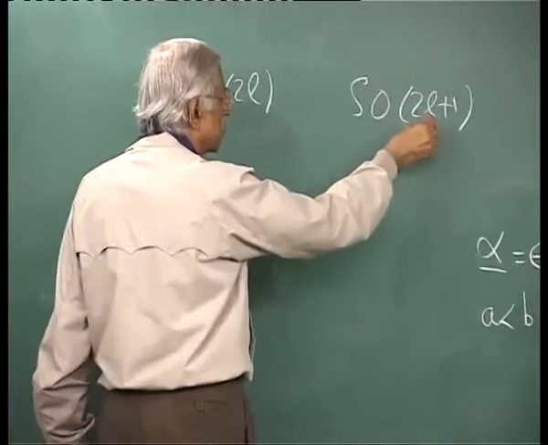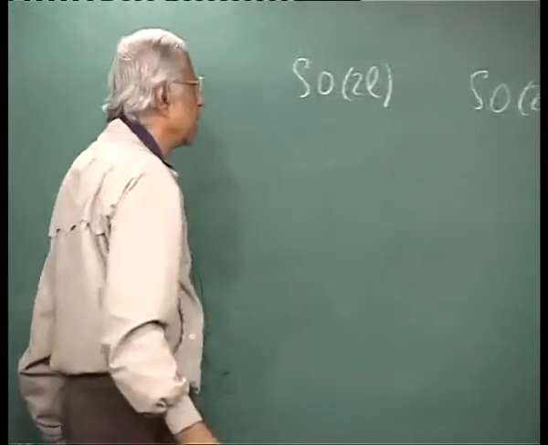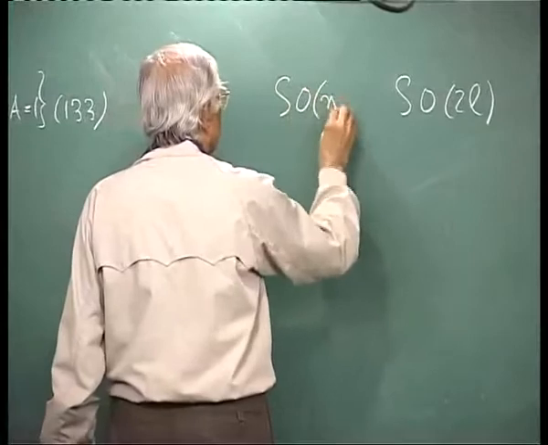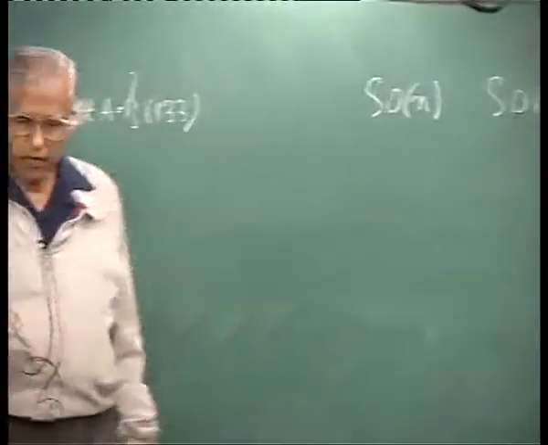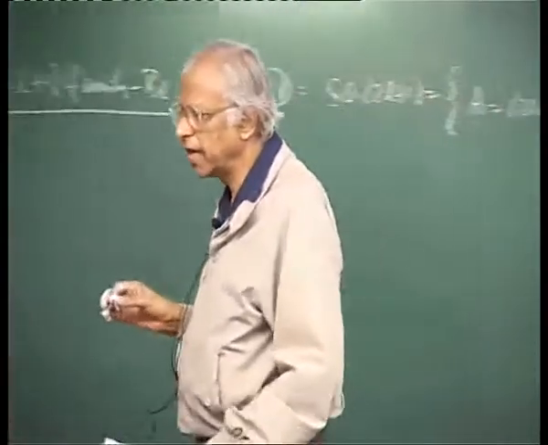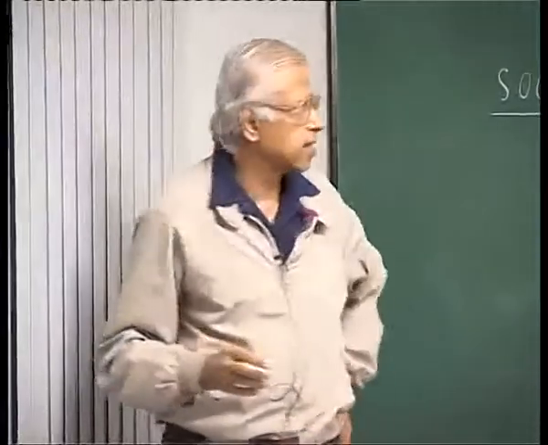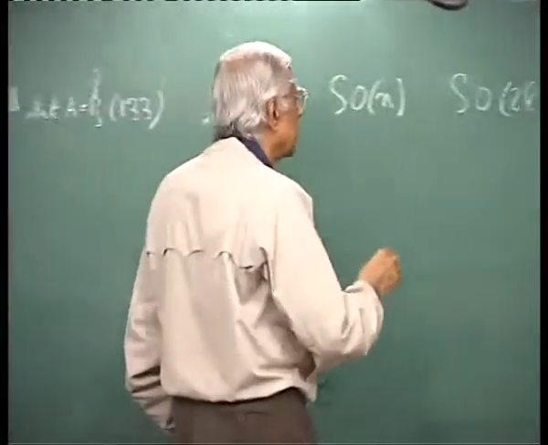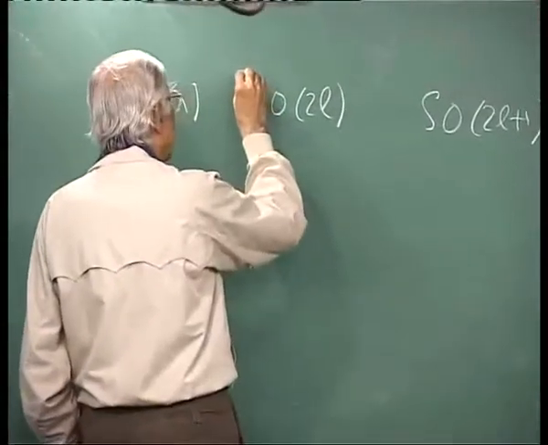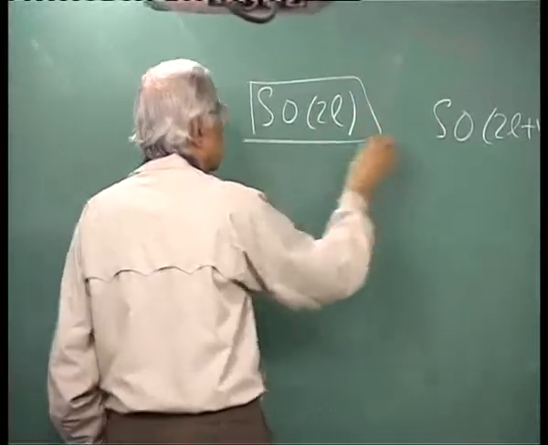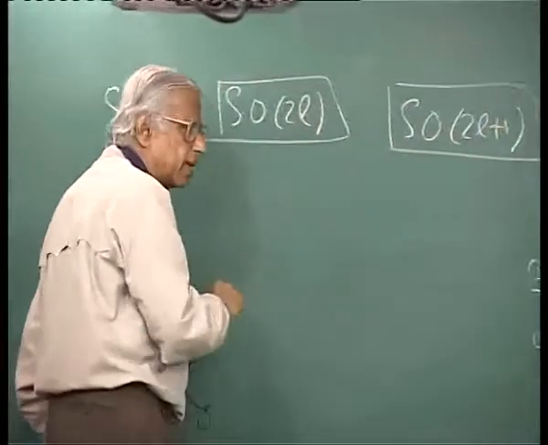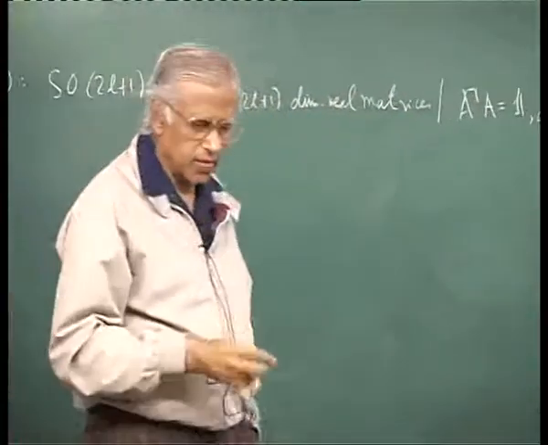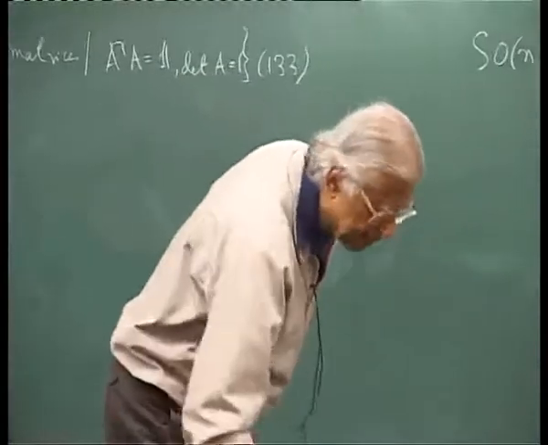This is a family, SO(3), SO(5), SO(7), SO(9), and so on. Now you might have wondered, why can't we treat them in a uniform way, just call them SO(n), n-dimensional real rotation groups, for integer n? But it turns out that there are important differences between even dimensional rotation groups and odd dimensional rotation groups. We will see this in many ways in the later lectures.